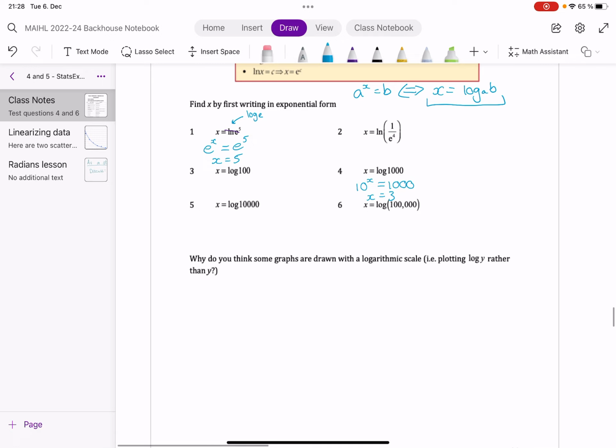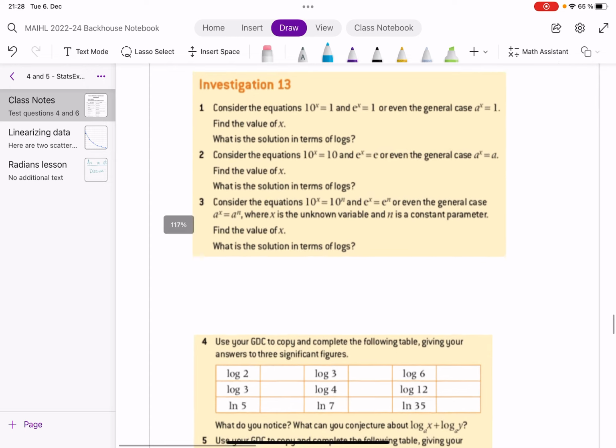Okay, there's a question down the bottom that I would like you to think about. We'll talk about it next lesson. Why do you think some graphs are drawn with a logarithmic scale? Often it's just on one of the axes, on the y-axis. Can you think of an instance, like what kind of data you might want to use that for and why you might do that?